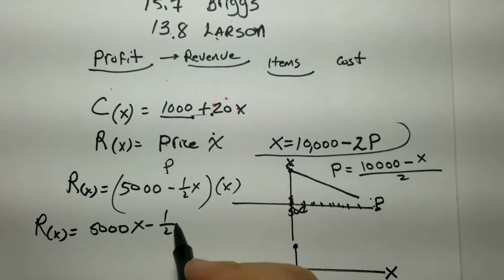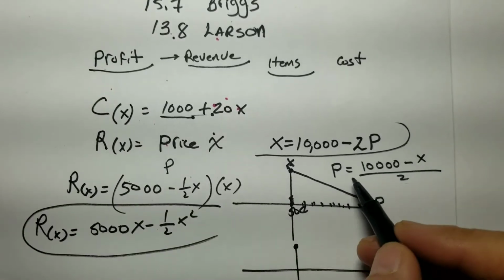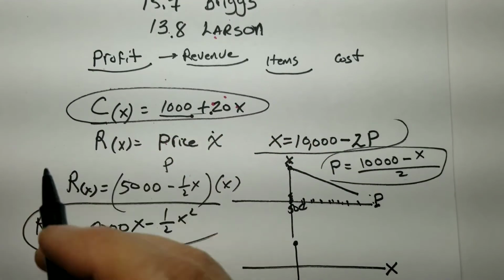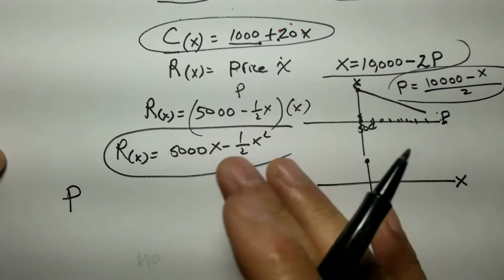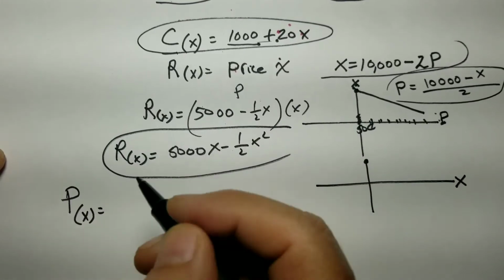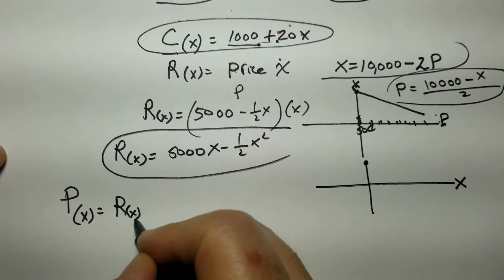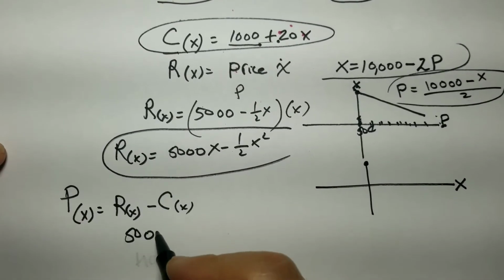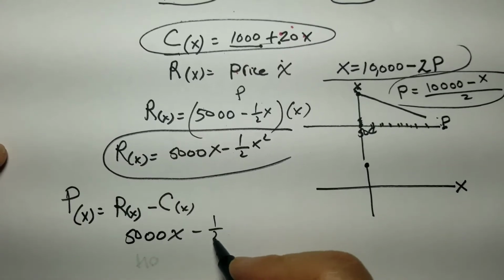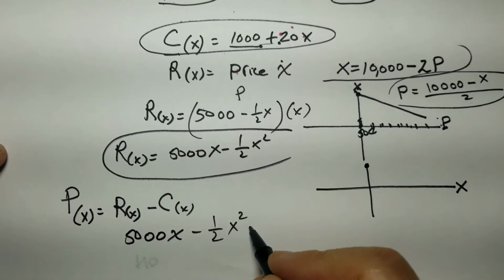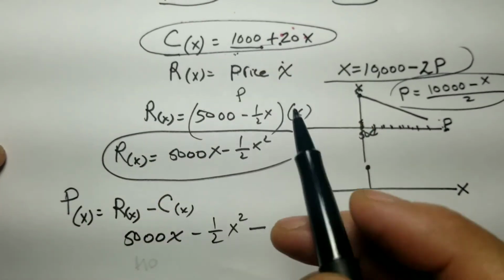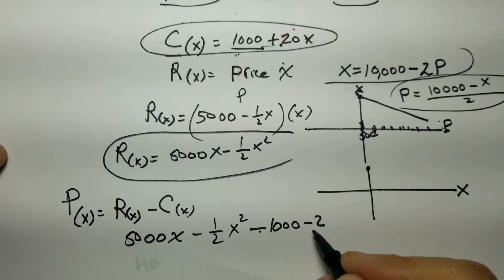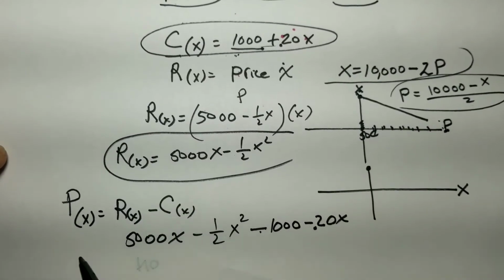5,000x minus 1/2x squared. Okay, I got my price. I got my revenue. I got my cost. But what is my profit? Profit depends on how I sell, which is your revenue minus your cost. Your revenue is 5,000x minus 1/2x squared minus a cost. Your cost is right here. And when I apply the negative, that becomes negative 1,000 minus 20 cents times x.